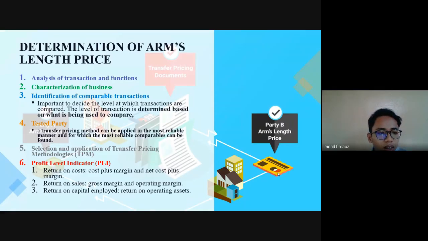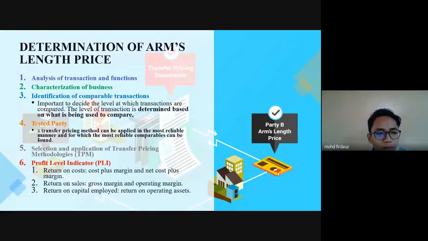Next is characterization of business. This means the most common characterization based on the nature of activities, such as manufacturing, distribution, and service provider. The third one is identification of comparable transactions. This means comparing the level of transaction based on what is being used to compare, such as a bundle of transactions, gross margin, net margin, and so on.